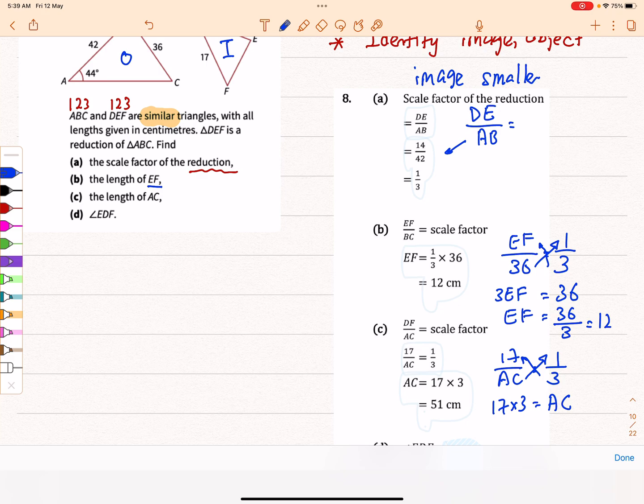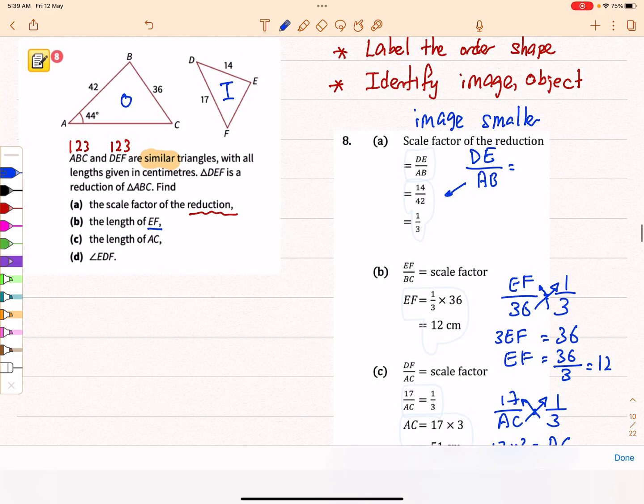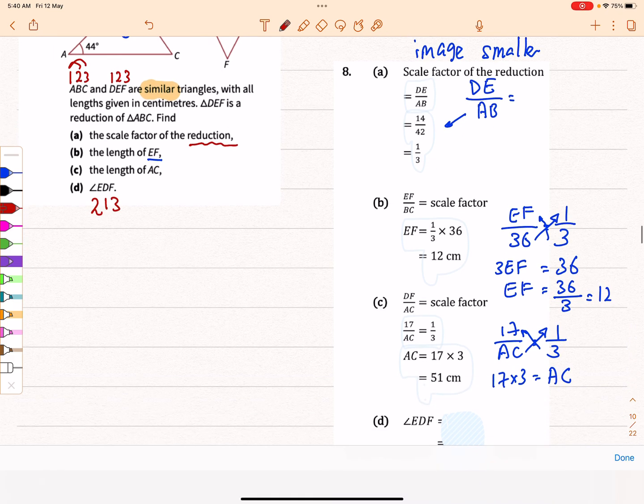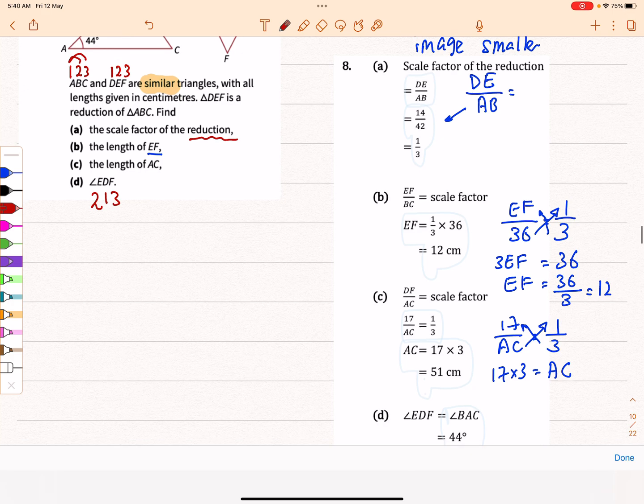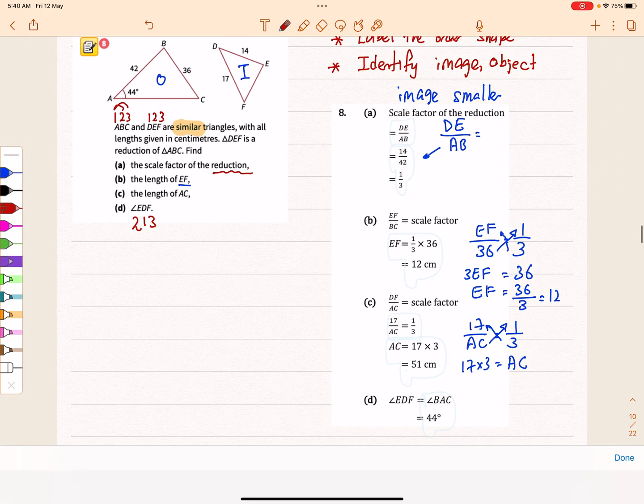Yeah. Now last one, I want to find angle EDF. The sequence is, following the labeling order here, E is 2, D is 1, and F is 3, right? So 2, 1, 3. So if I follow 2, 1, 3, I will get BAC, yeah? So this is my BAC, and BAC, if I look at the diagram, it's 44.